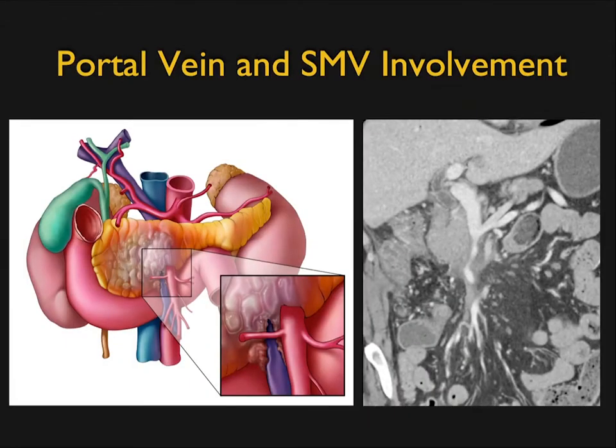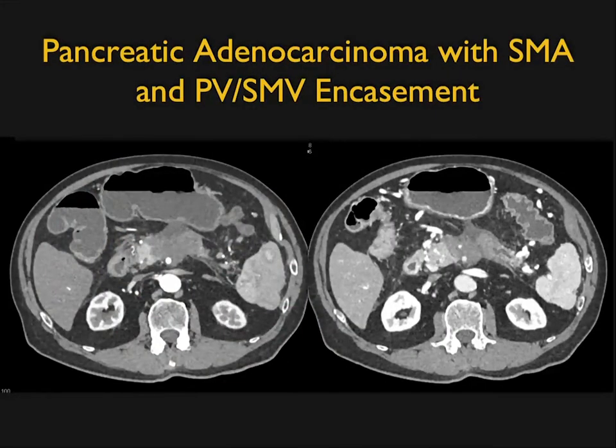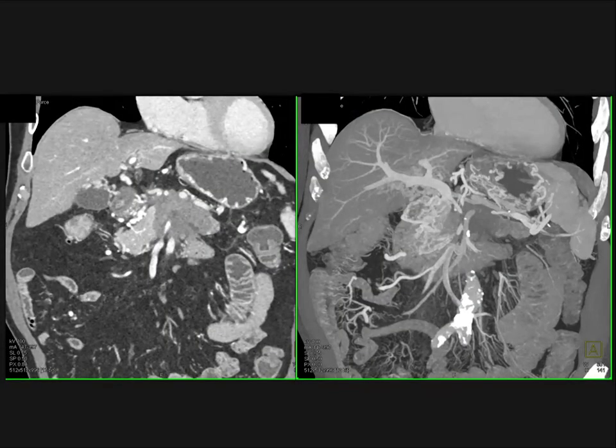On the venous side of things, a good example of the portal vein and SMV. Portal veins involved, but the SMA particularly is encased and markedly narrowed. Or in this case, where you can see the SMA is encased, you also realize the portal vein SMV confluence is encased and it's gone, it's occluded. You begin to see collaterals around the stomach and colon, and here's just a really good example.